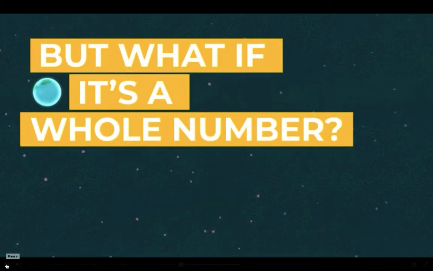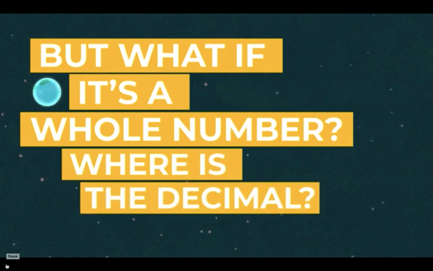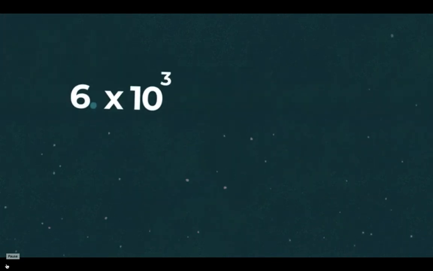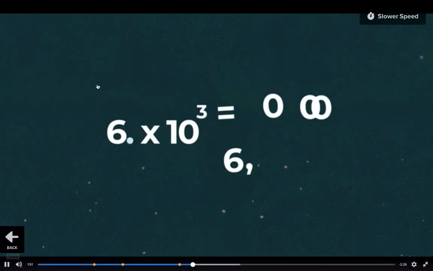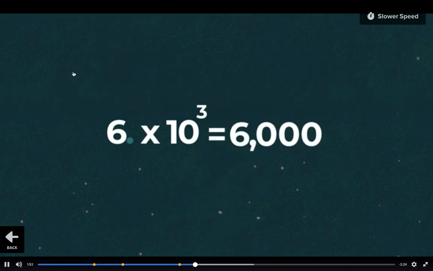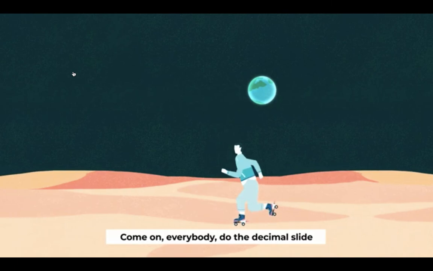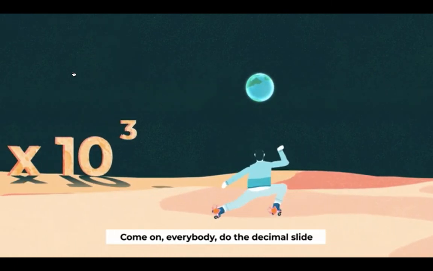But what if it's a whole number? Where is the decimal? It's still there. It's just invisible. So 6 times 10 to the 3rd would be 6,000. Nice and easy. Come on, everybody, do the decimal slide.